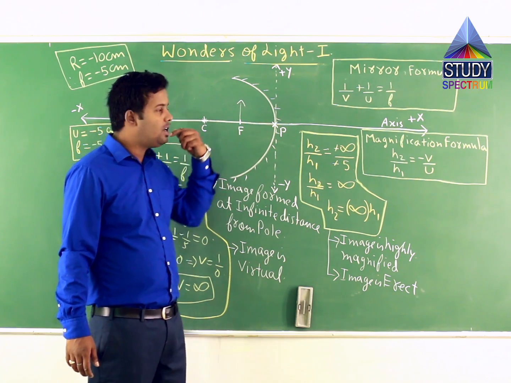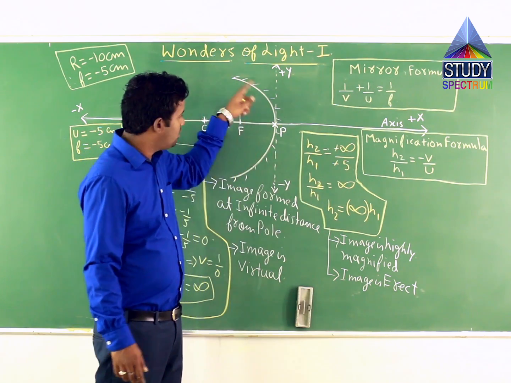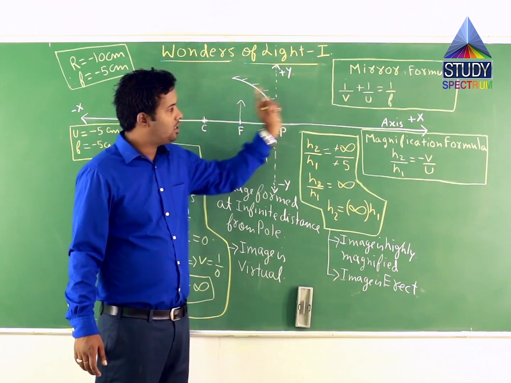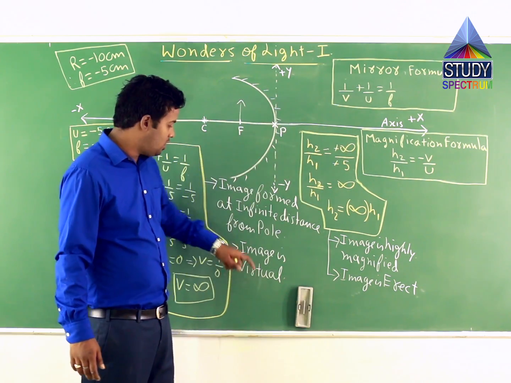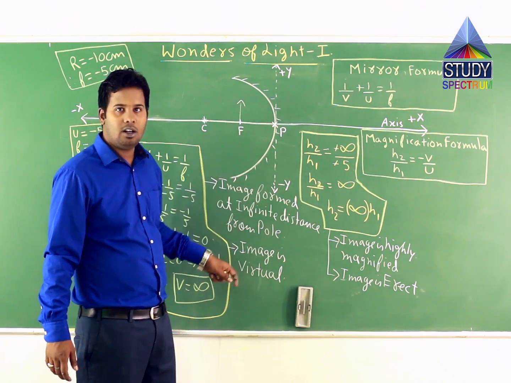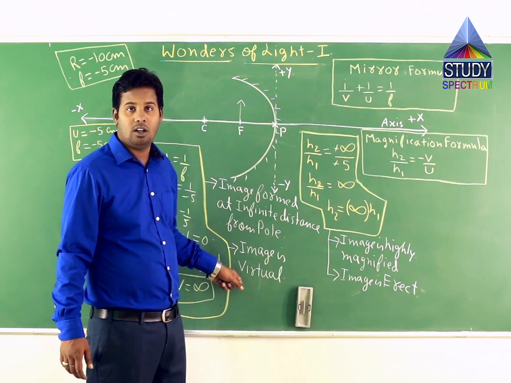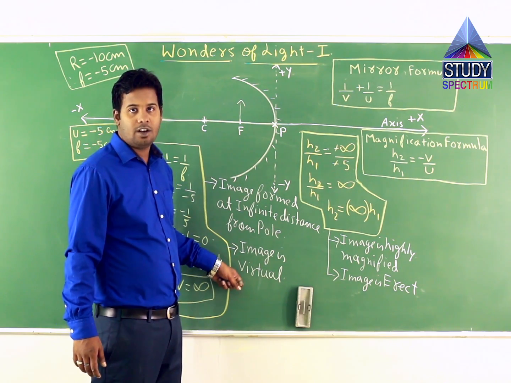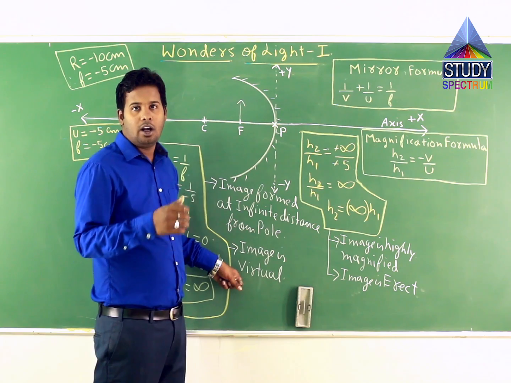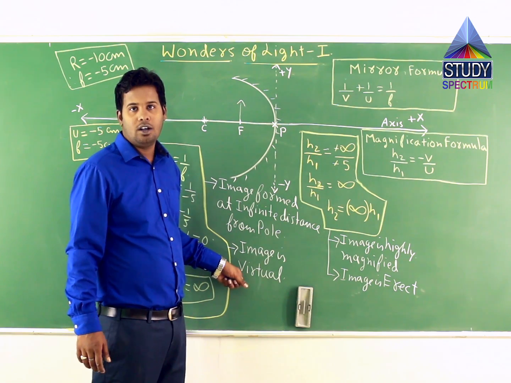Now since the image is being formed behind the mirror, you see this shaded portion of the mirror, this part is behind the mirror. Now since the image is being formed behind the mirror, the image is virtual. So this is the first case where we are getting a virtual image. In all the previous cases we have got real images.